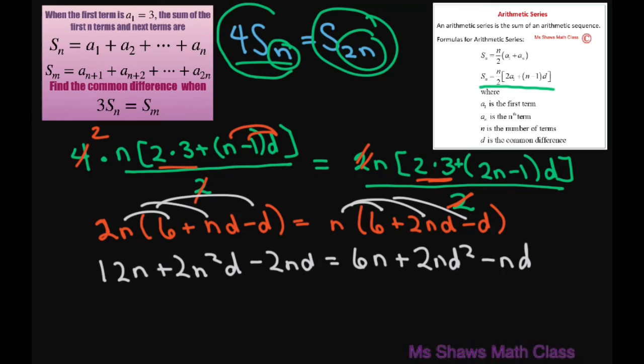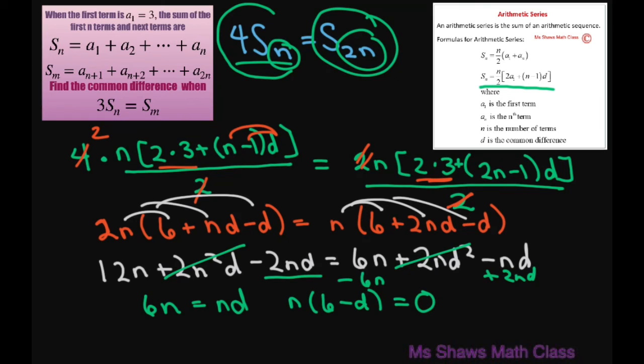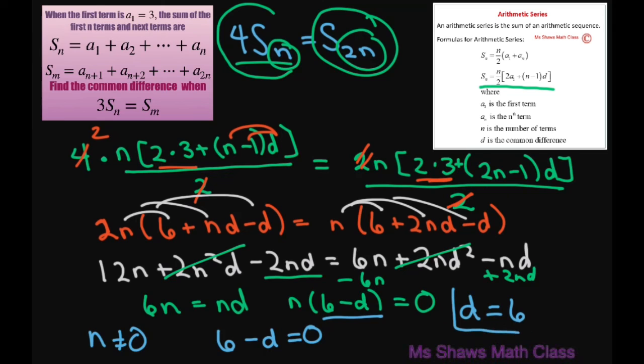Now simplifying this, we're going to get 6n. These two cancel out. So basically, you subtract the 6n, and we're going to get 6n equals, and when you add this to both sides, nd. All right, or you can say n times 6 minus d equals 0. Now, since n can't be 0, you can't just have 0 terms and do this. We just have to look at this. So you have 6 minus d equals 0. Therefore, your common difference is 6 when you solve for d.